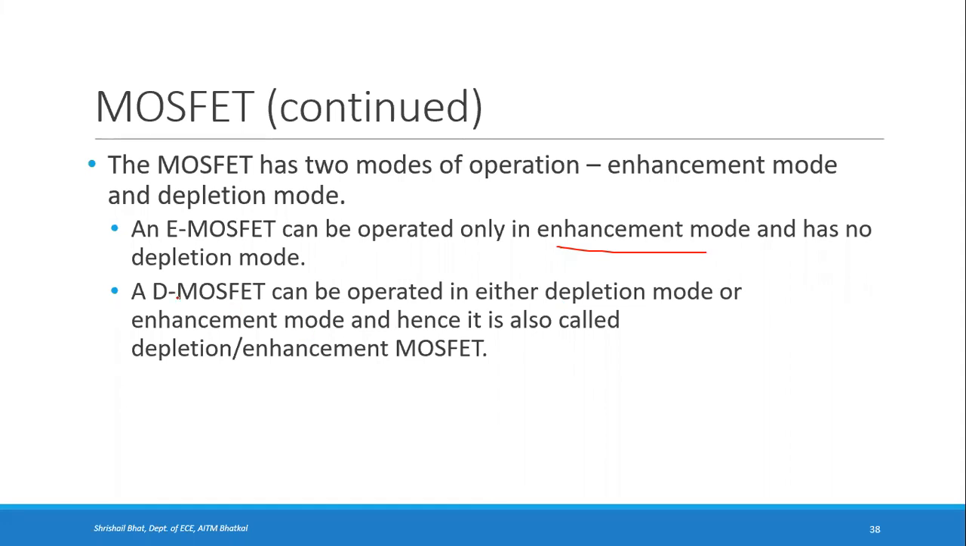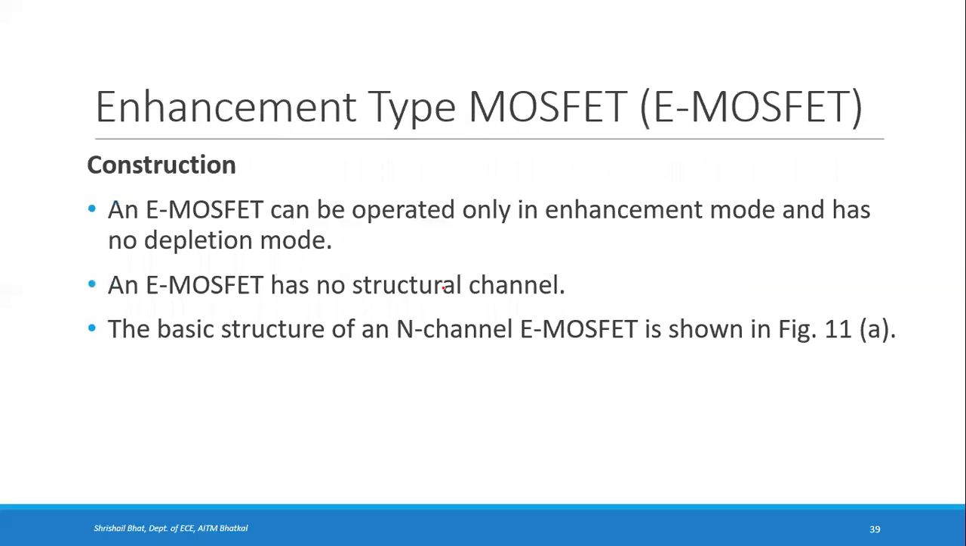That's why D-MOSFET is also called DE-MOSFET, which stands for depletion enhancement MOSFET, meaning it can operate in both depletion mode and enhancement mode. But popularly we call it D-MOSFET, the depletion type MOSFET, and E-MOSFET is the enhancement type MOSFET. We will look at the construction and operation of both types of MOSFETs.